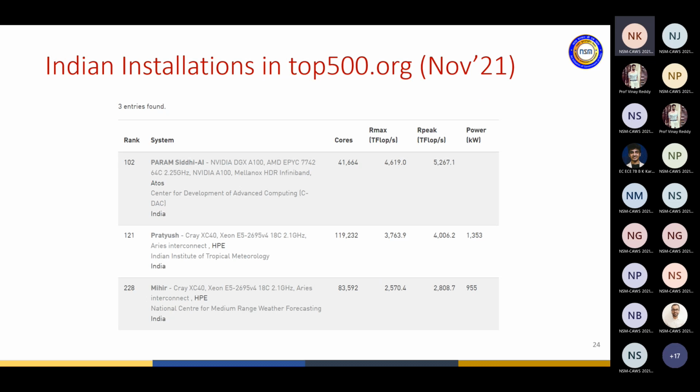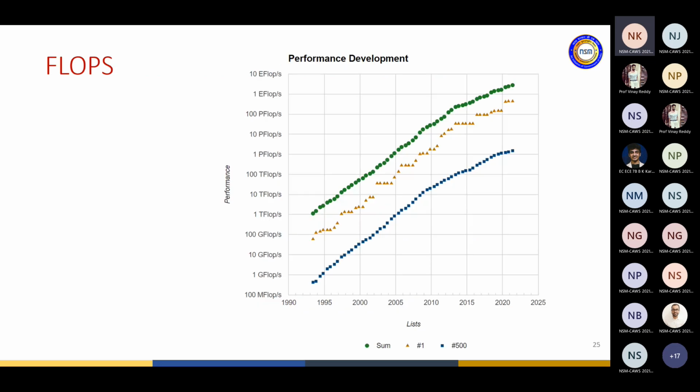3 entries here. Well, 3 is a really small number, but anyway, we have 3 entries in this latest edition. The first one is Param Siddhi, which is in CDAC. The second one is Pratyush, which is in the Meteorological Institute in Pune, IITM. And then we have another weather forecasting system, which is in, I think, Noida. So this is Mihir. Anyway, this is just for your information.